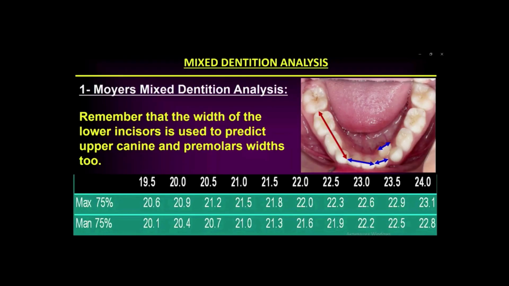The University of Michigan College of Dentistry has developed a method for predicting the size of permanent teeth depending on the width of the lower permanent teeth. For example, if the sum of the dimensions of the lower permanent incisors is 22.5 millimeters, the sum of the dimensions of the canine, first and second premolar for the upper jaw will be 22.3 millimeters and 21.9 millimeters for the lower jaw.